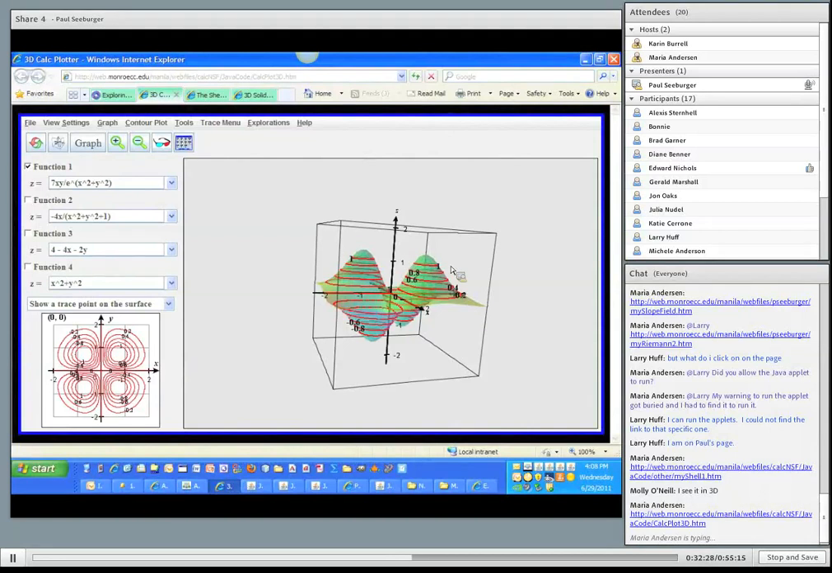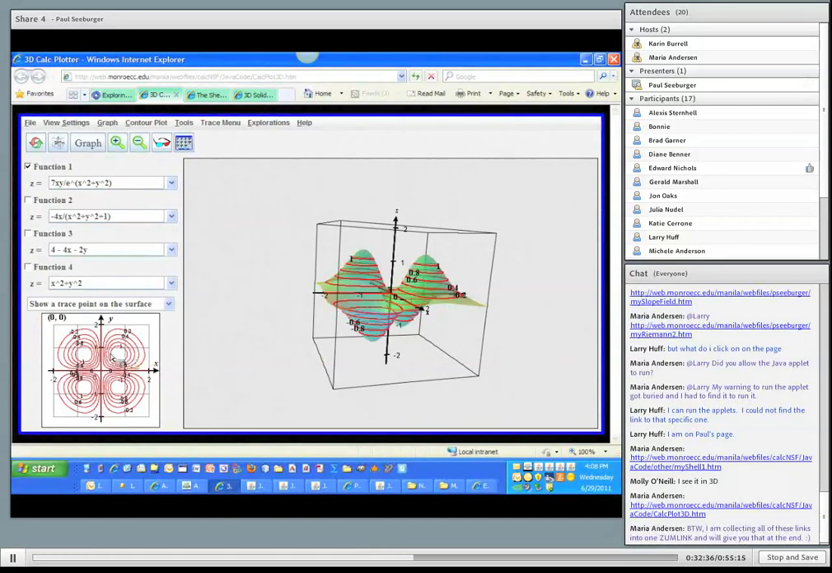Let's see. Trying to think in terms of time how to budget what I've got left. Let me show you a couple more things here, and then we're going to look at some other polls where I'm going to ask you some questions. So I'm going to clear this. Well, let me show you a few other functions you can graph.